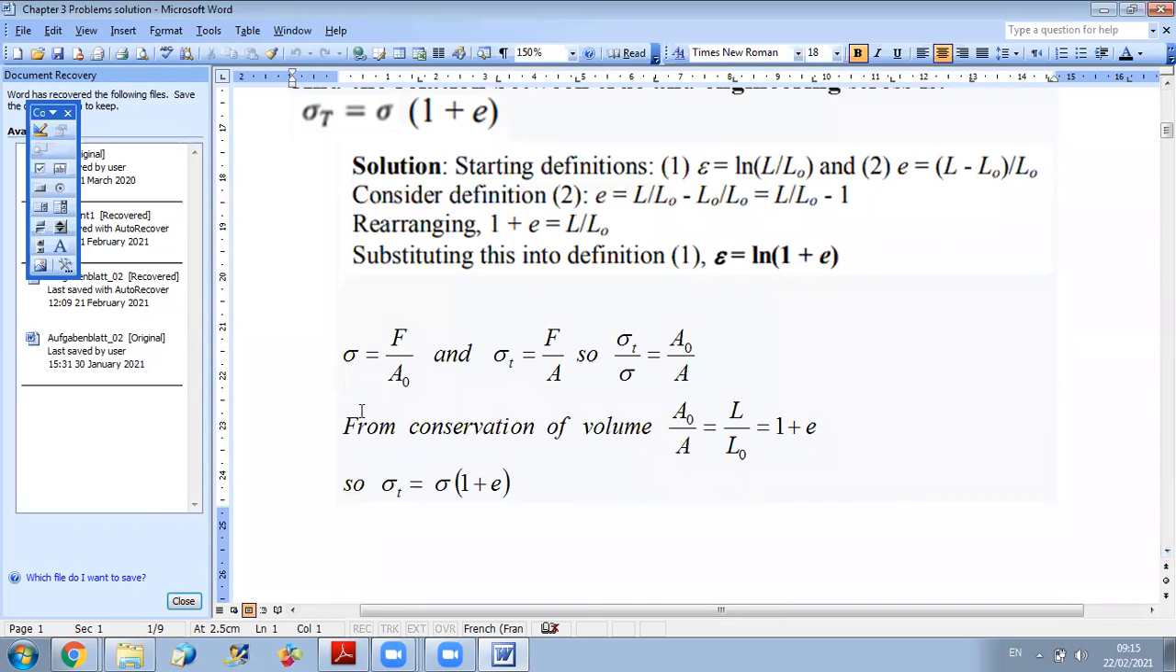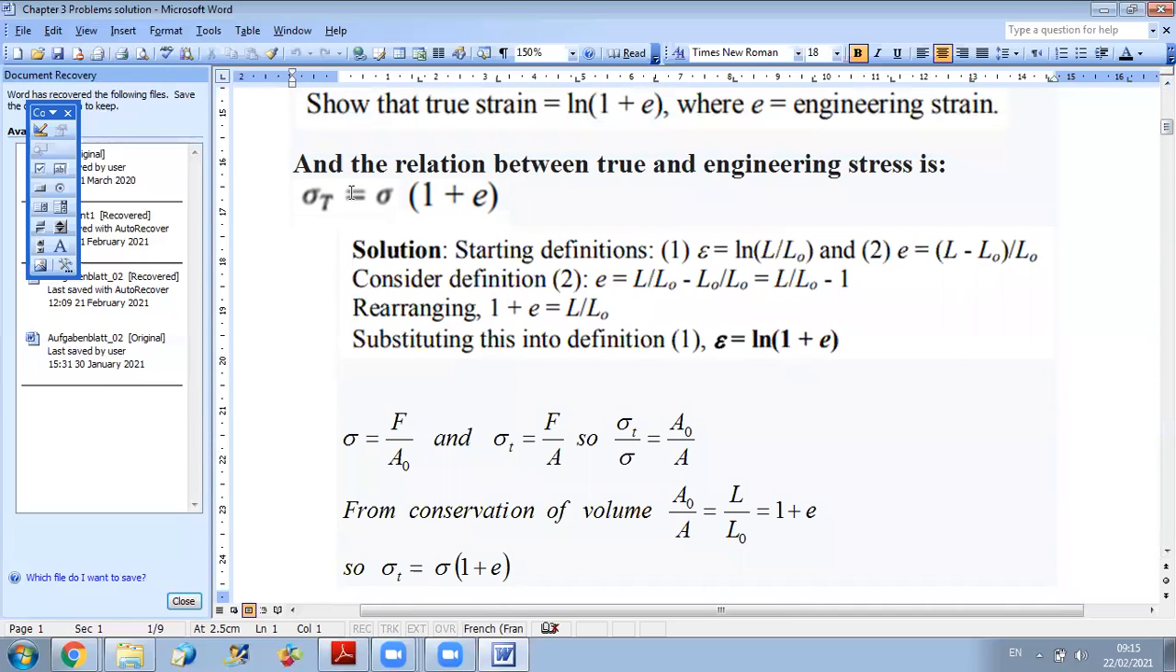What is the definition of sigma? Sigma is the force applied on the specimen over A0, the initial cross-sectional area, while sigma true is the applied force over the actual area. So if you take the ratio of sigma true over sigma, you get A0 over A. Now you want to demonstrate that sigma true over sigma engineering is equal to 1 plus epsilon engineering.